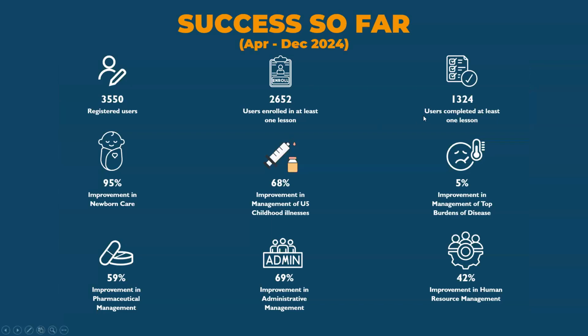So what success or impact have we noted so far? This is a system that started early last year in April, and we deployed it at scale in the 6 countries where we operate, and we have been able to register 3,550 users. By users, we mean healthcare workers in these 6 countries that we operate. We have also been able to enroll 2,652 healthcare workers who have enrolled in at least one lesson to December 2024.